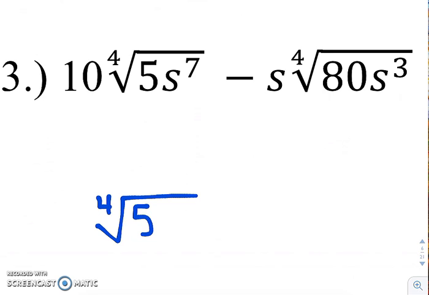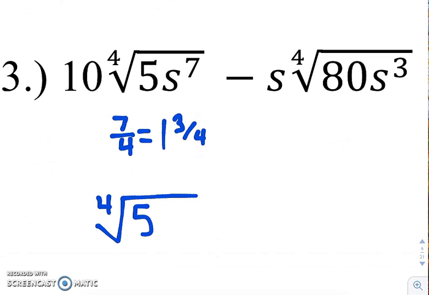But for the s part, what we need to do is figure out how many times 4 goes into 7. So if you did 7 divided by 4, it would go in one time with 3 remaining, correct?